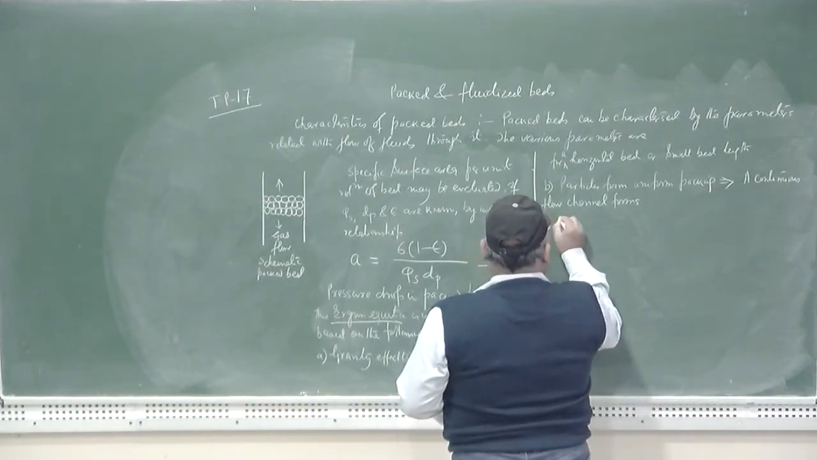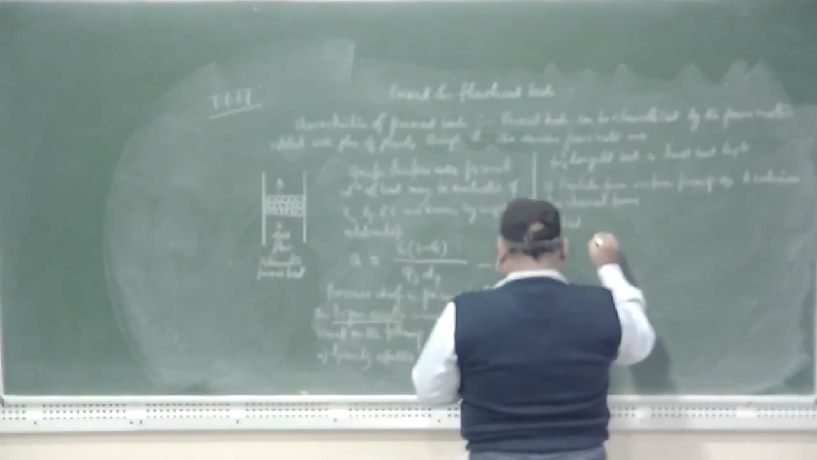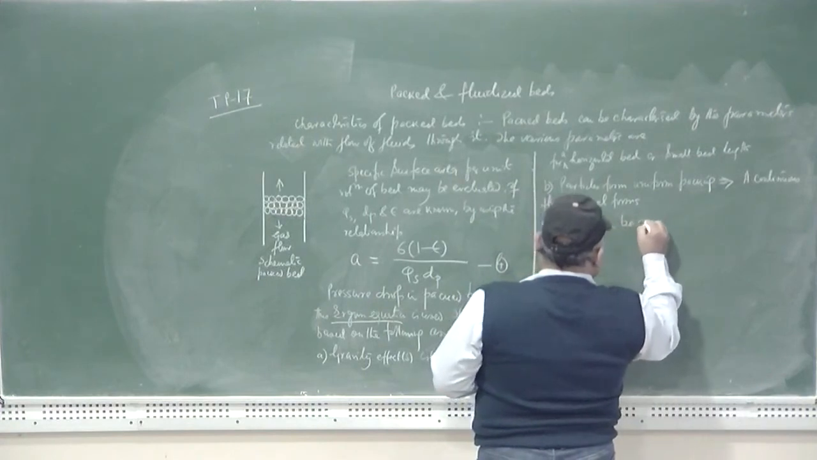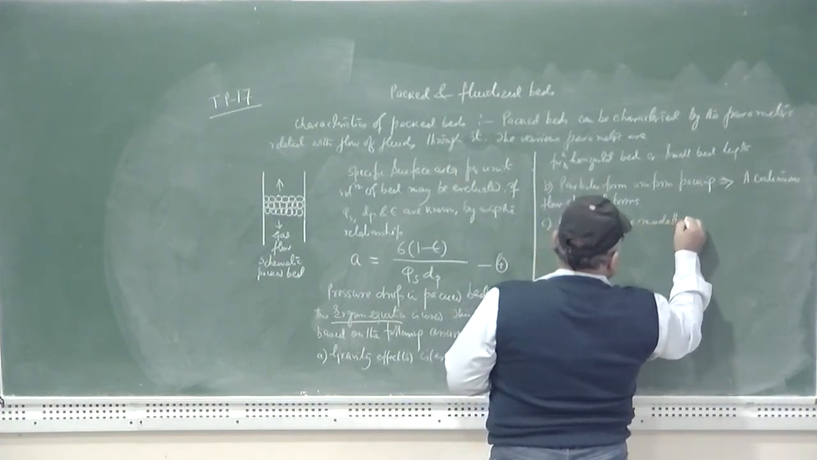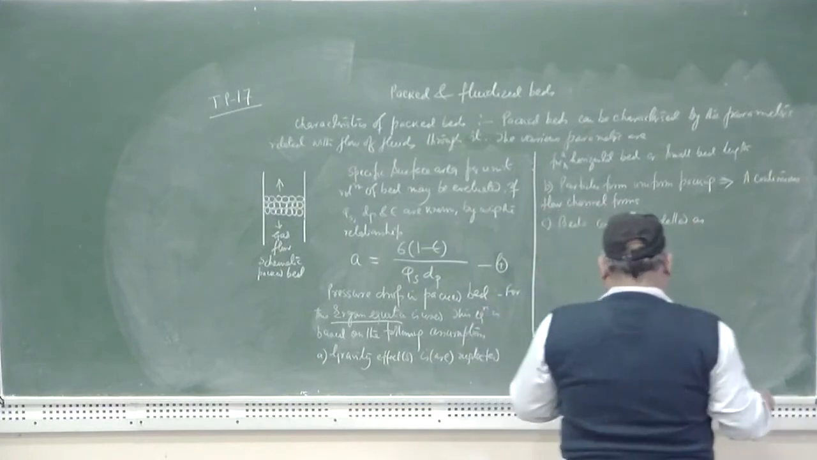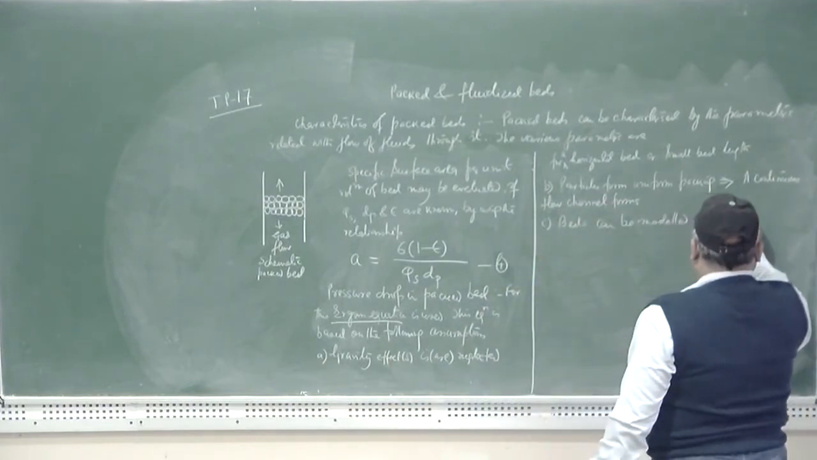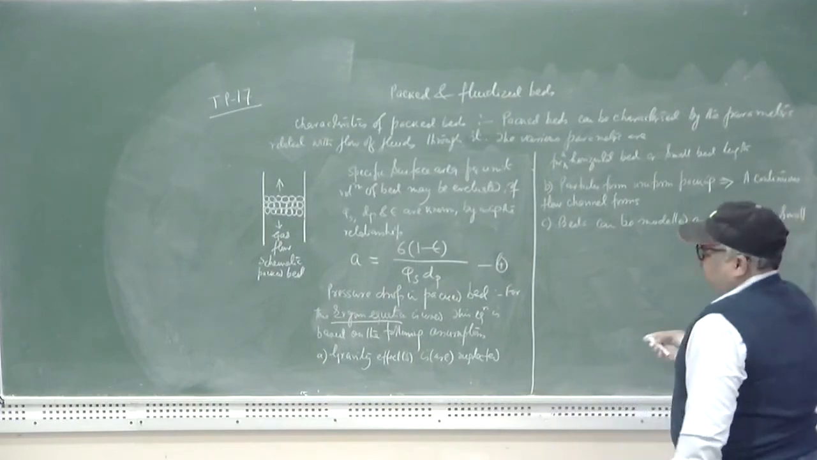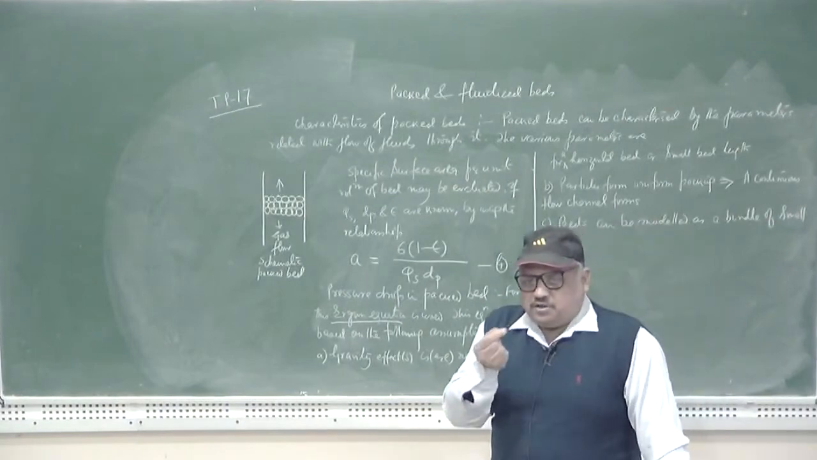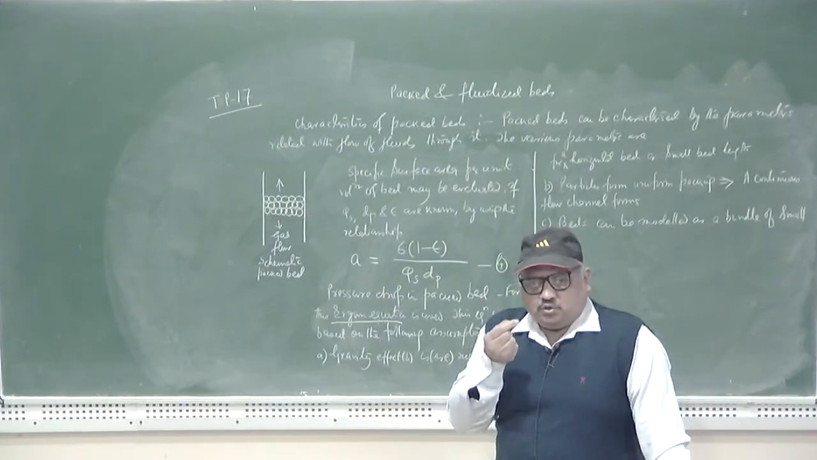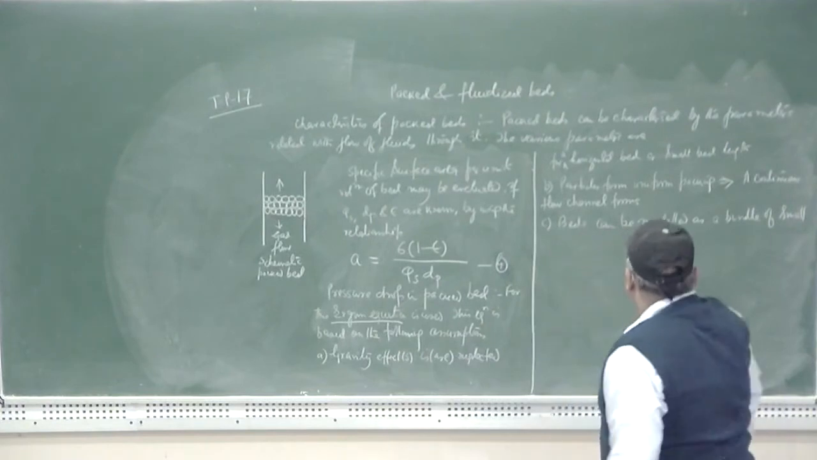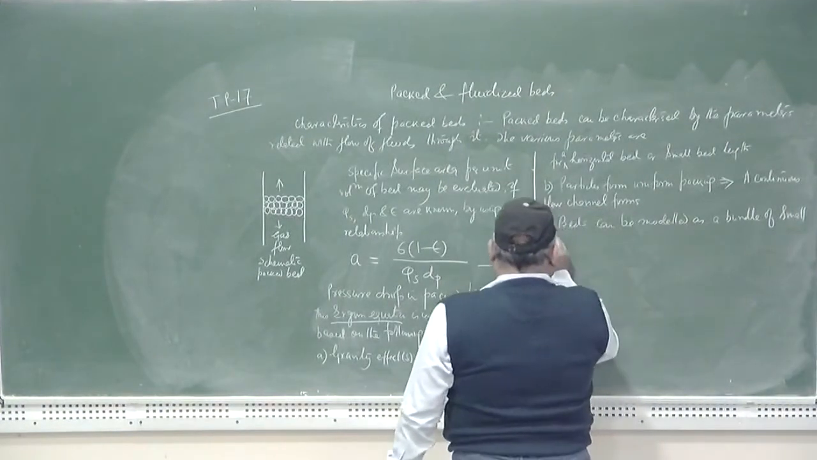Number 3, beds can be modeled as a bundle of small pipes. There will be small channels formed, so those channels may be regarded as smaller pipes throughout the entire bed. So, a bundle of small pipes.